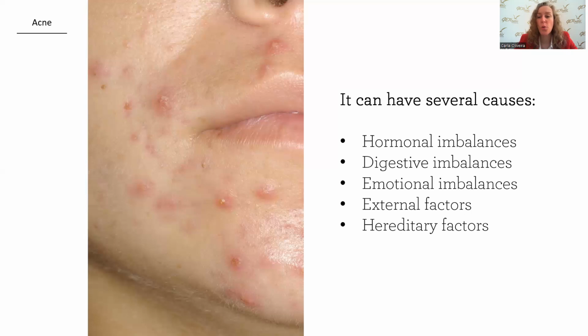But we can also approach other external effects like life habits. And in this specific situation, we may talk about the lack of care of changing the sheets and pillows more regularly than normal, for instance, but also the use of products that are not suitable for this kind of skin condition. Hereditary factors are also one of the most common causes.